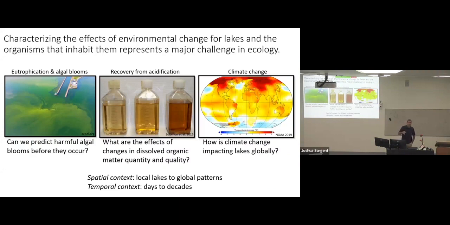My research, as Dennis was saying, involves understanding large-scale environmental change and how it impacts lakes and freshwater ecosystems in particular. So characterizing the effects of environmental change for lakes and the organisms that inhabit them represents a major challenge in ecology. Two topics I'm going to talk about today are dissolved oxygen and eutrophication in algal blooms. Another topic that my research group focuses a lot on is acidification and recovery from acidification. That's something that's been happening in, for example, the Northeast US where I work, but is not an issue here as far as I'm aware. So I won't be talking about that today.